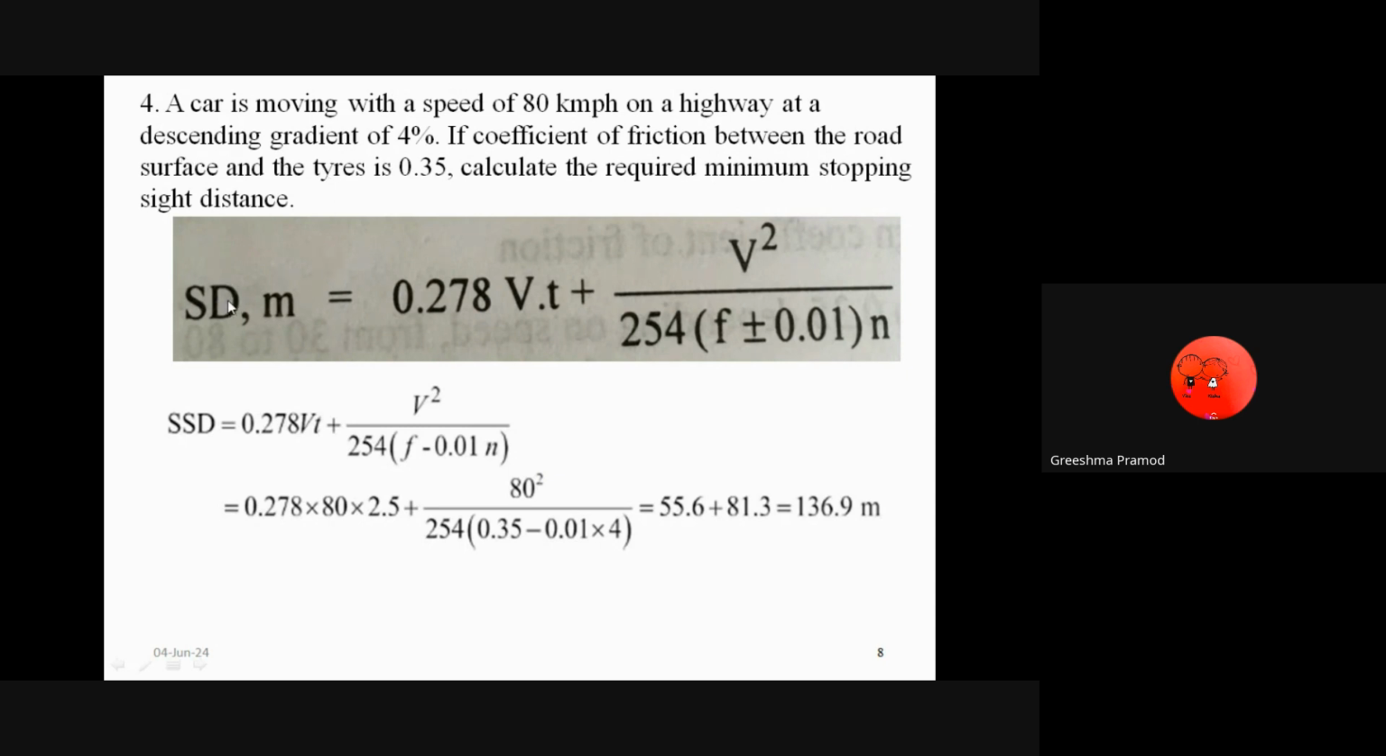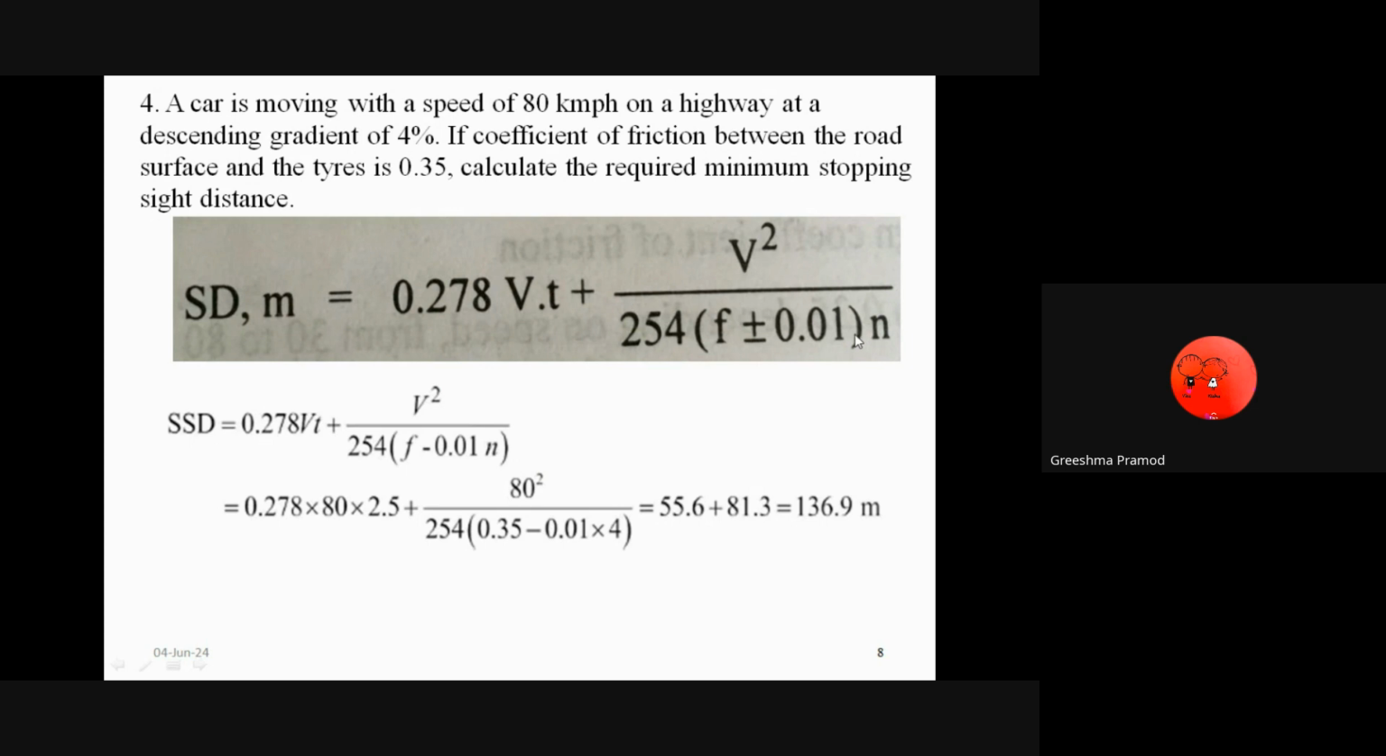So the stopping sight distance formula can be written as 0.278 capital V into t. Capital V indicates the speed in kilometer per hour, so to convert to meter per second we multiply it by 5 by 18, which is 0.278, and multiply by t. Here the t value is not given to you, so you need to assume the reaction time as 2.5 seconds. So for SSD it is 0.278 V into 2.5 plus V square by 254 into (f plus or minus 0.01 into n) inside the bracket.